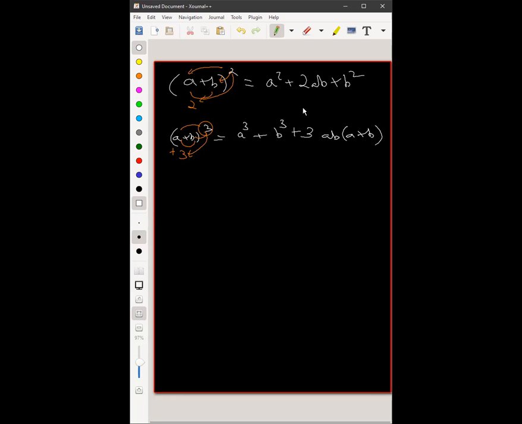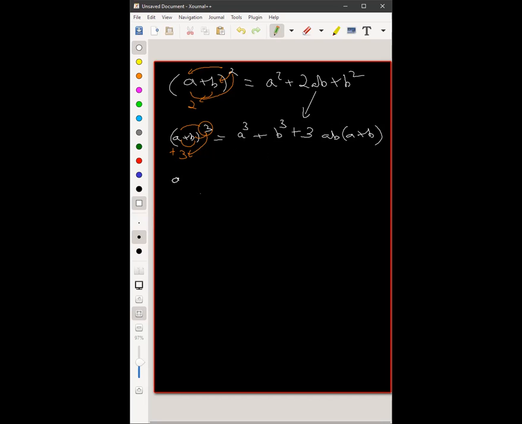So there is a lot of common relationship between a square plus 2ab plus b square and a cube plus b cube plus 3ab into a plus b. Till here it is almost the same, right? Did you understand this? Can you hear me now? Yeah, I can hear you clearly now.